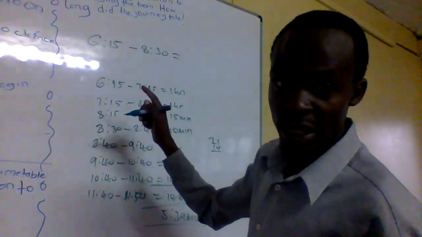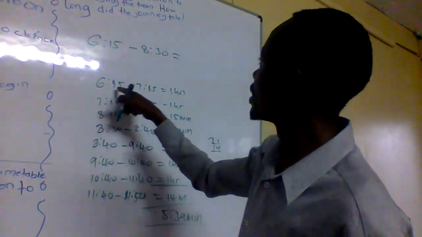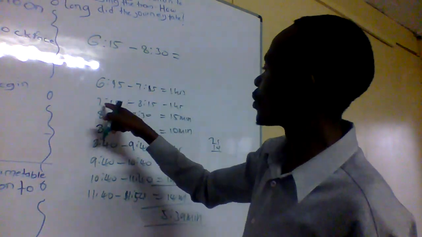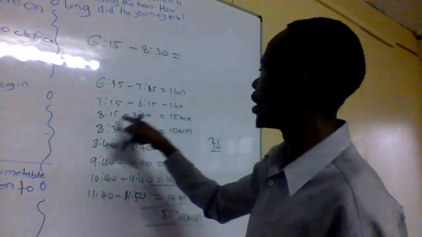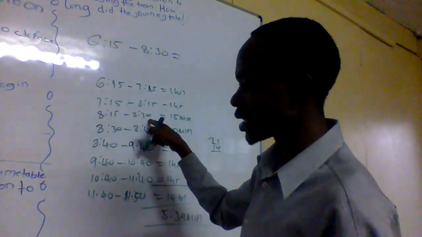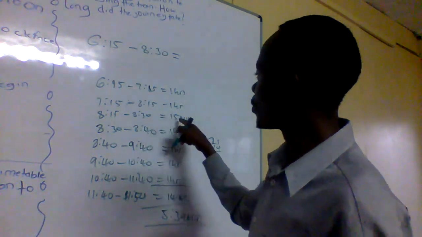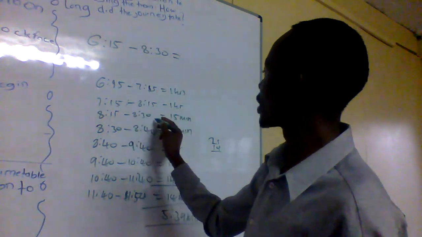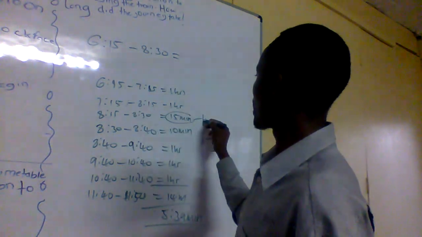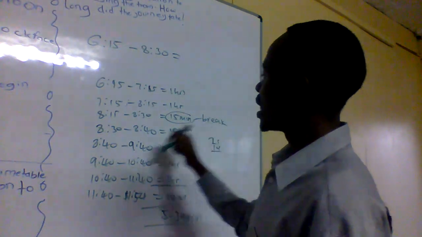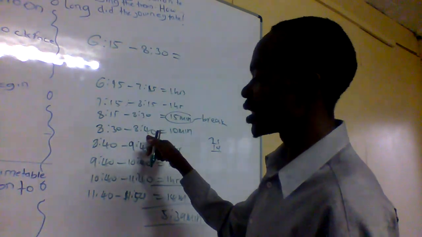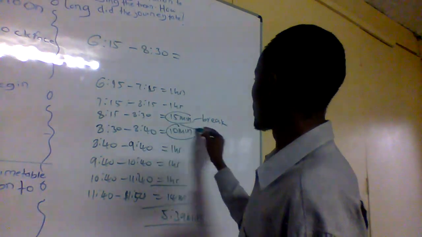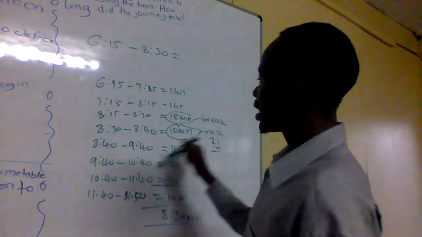So I asked myself like this: from 6:15 to 7:15 is 1 hour. From 7:15 to 8:15 is 1 hour. From 8:15 to 8:30 is 15 minutes, because this is where the break was. So this was a break. It rested like that. And then from 8:30 to 8:40, it was also another rest, which was 10 minutes.